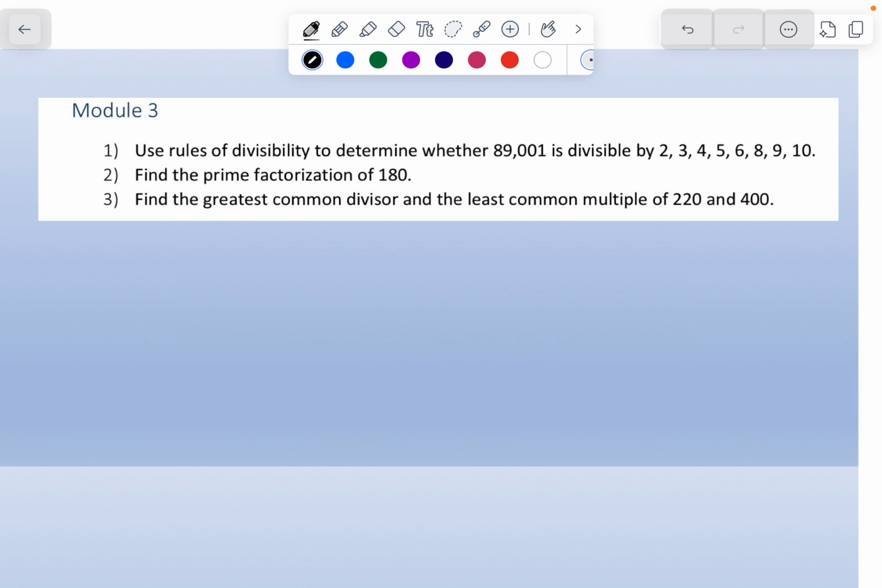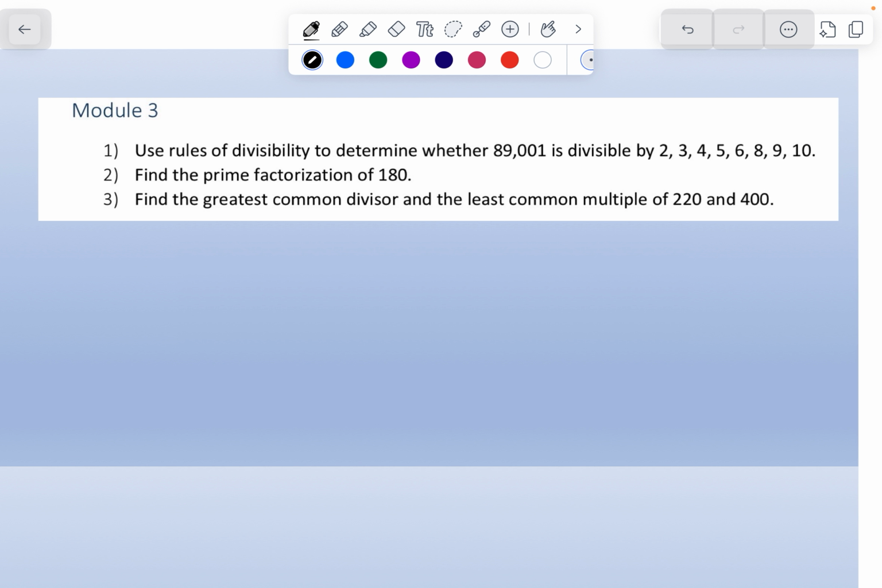In this video, we are going to review some information from modules 3 and 4. Now in module 3, it talks about factorization, divisors, multiples, and divisibility. So let's take a look at our first problem here. It says, using rules of divisibility, determine whether 89,001 is divisible by any of those numbers.